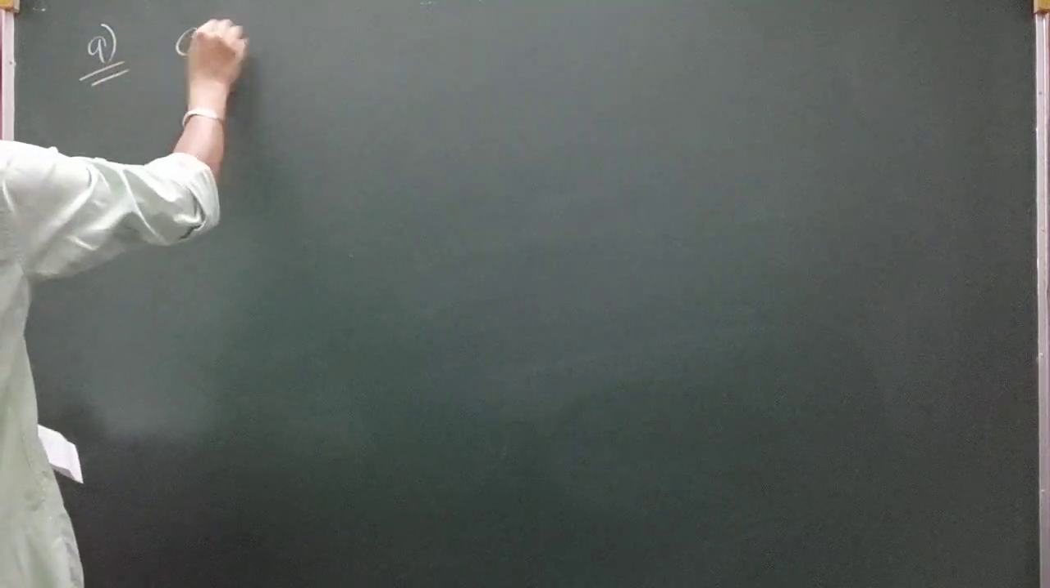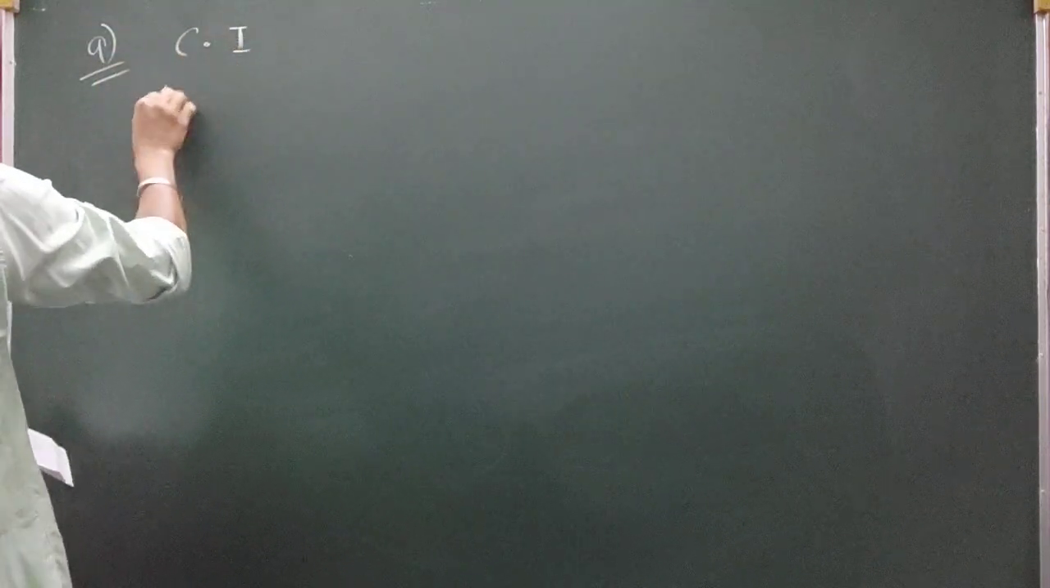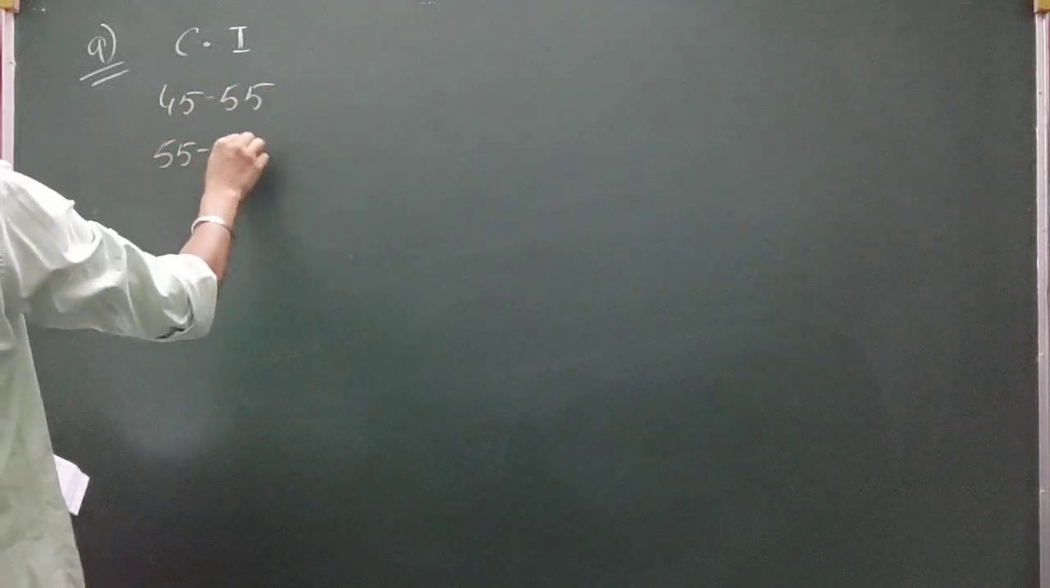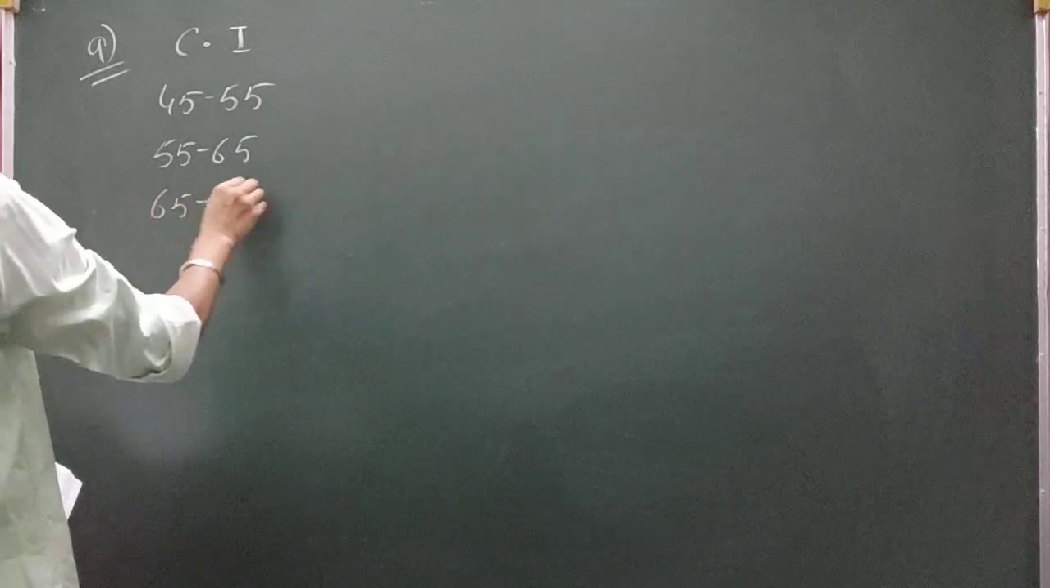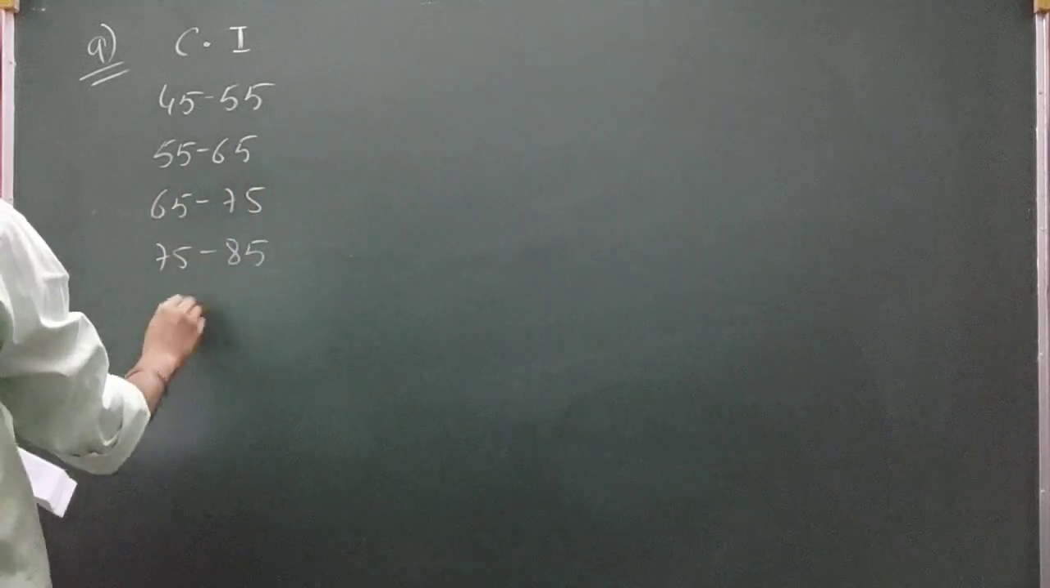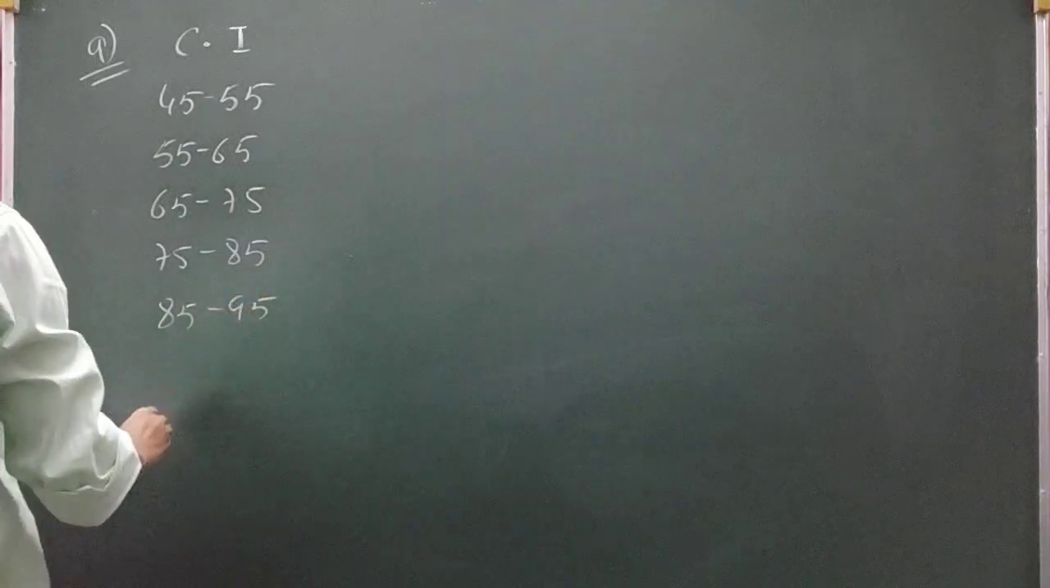Step deviation method. Why? Because the main thing is calculation is much smaller, no? Smaller values when you multiply. Number 9, class interval 45 to 55, 55 to 65, 65 to 75, 75 to 85, 85 to 95.